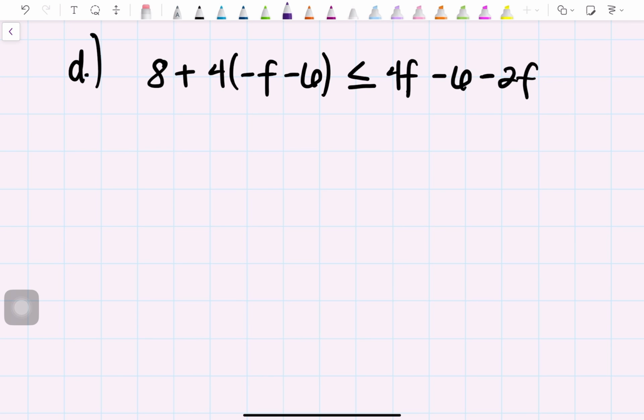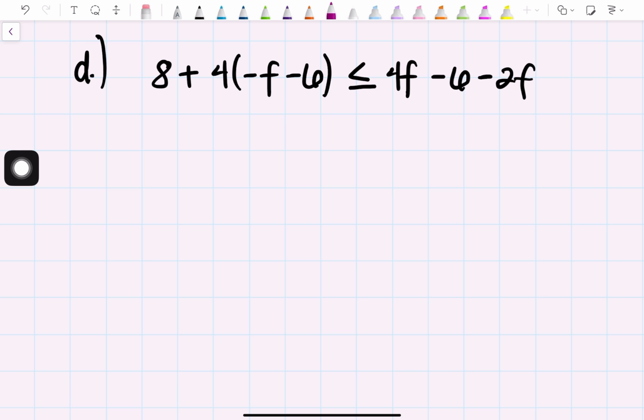All right, you guys, let's go ahead and move on to the next example. In this case, guys, once again, let's take a look. Once again, I have 8 plus a 4. Once again, the 4 in this case, guys, is multiplying to what's inside the parentheses: negative f minus a 6. Keep in mind in this case, guys, it is negative f. F actually has a 1 there, right? It's invisible. Now it's visible. On the other side, it's less than or equal to a 4f minus 6 minus a 2f.